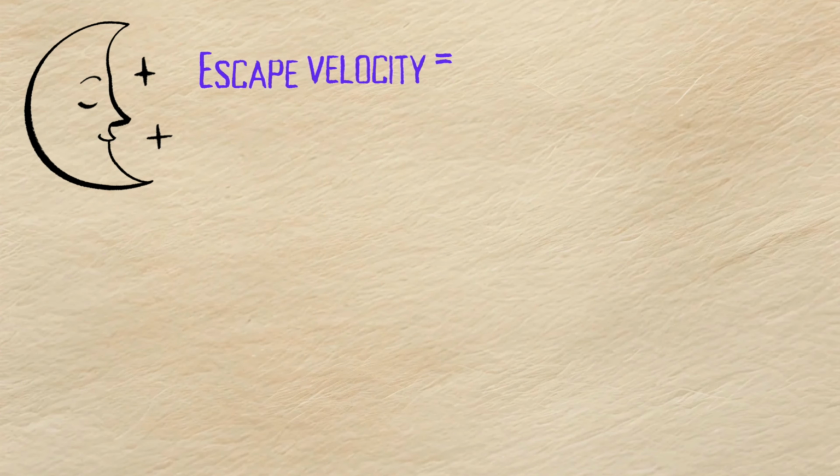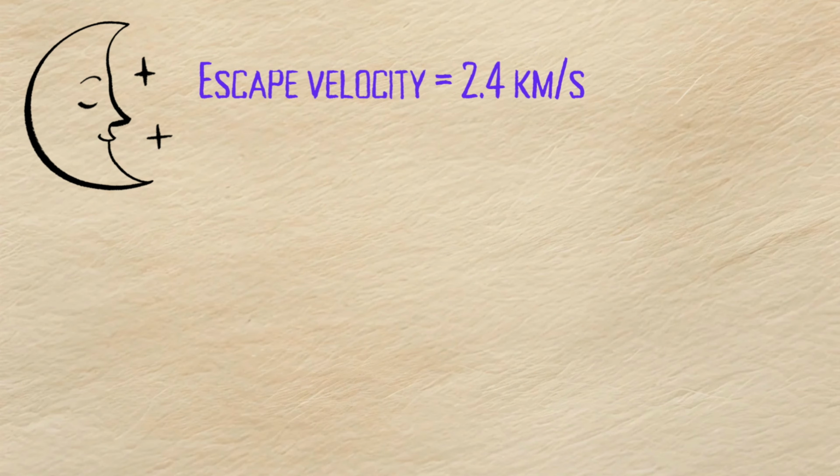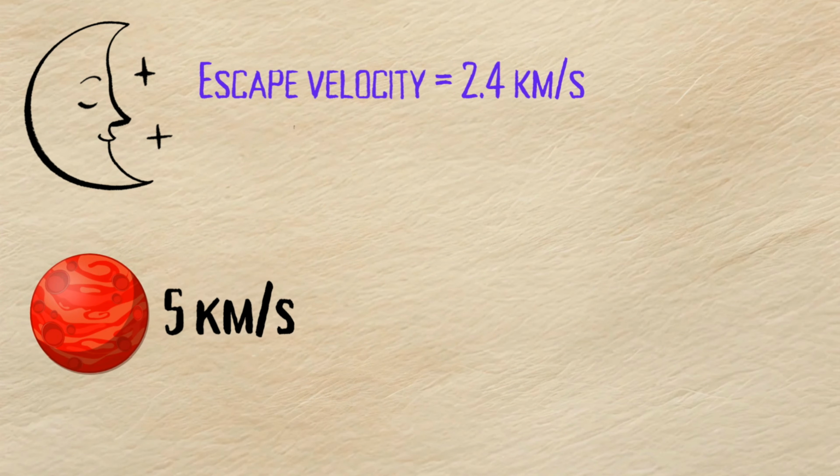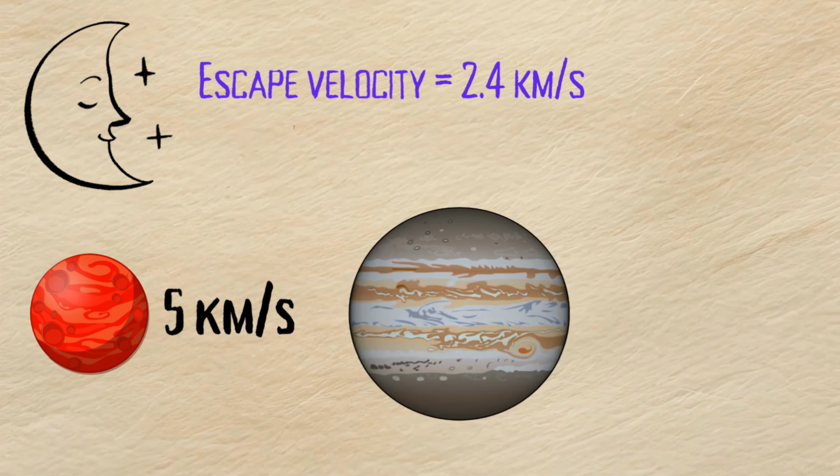On the Moon, escape velocity is only 2.4 kilometers per second. That's why Moon missions could launch with smaller rockets. On Mars about 5 kilometers per second, easier than Earth. On Jupiter 59 kilometers per second.